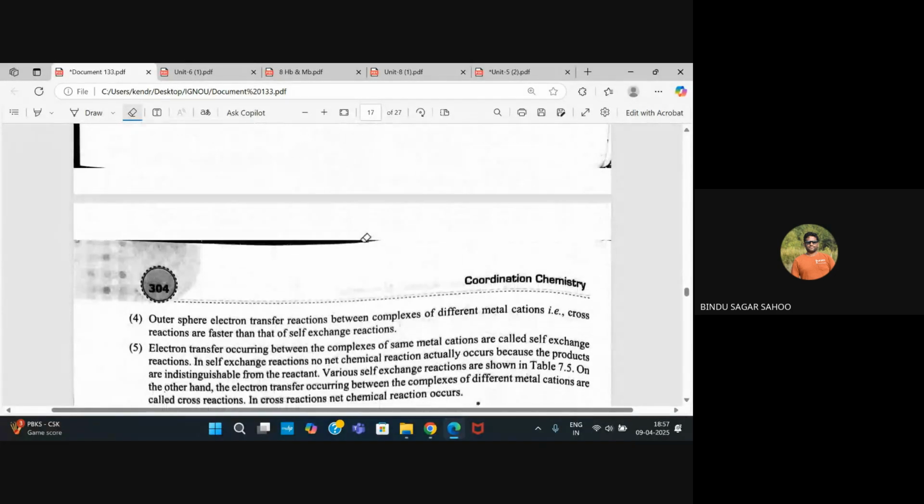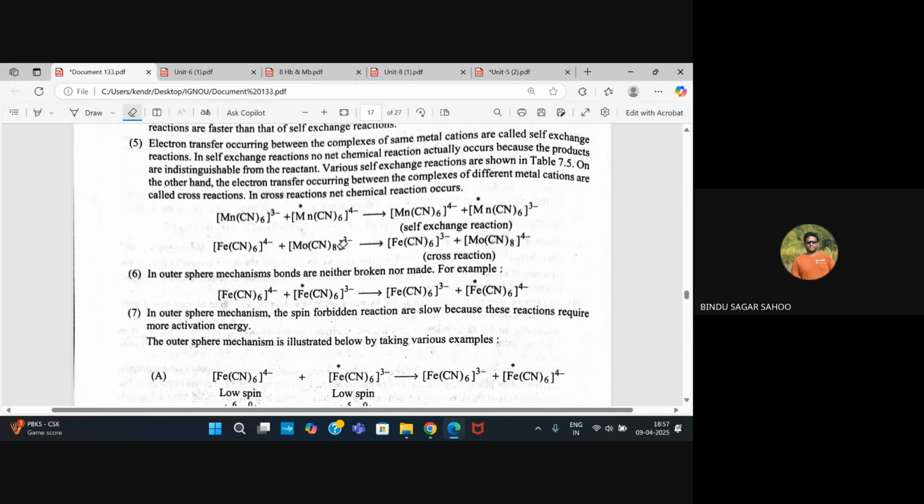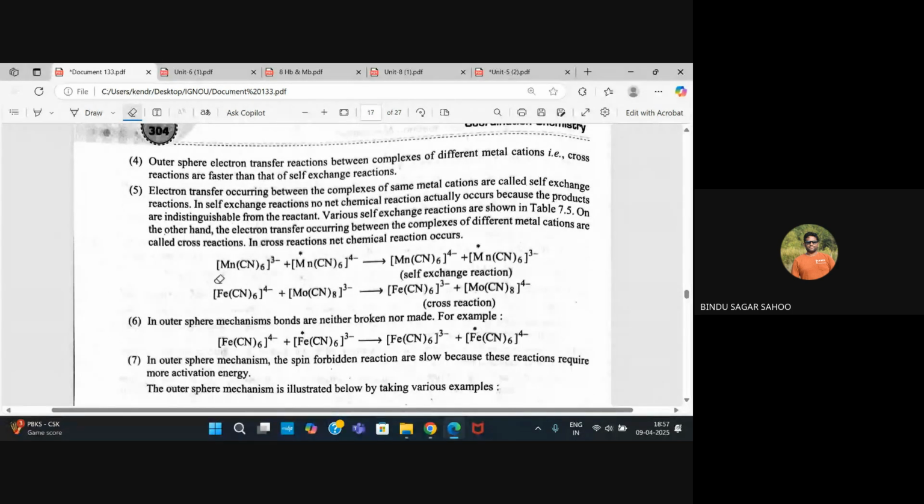You can check another example also. When electron transfer occurs between the same metal complexes, with manganese present on both sides, these reactions are called self-exchange reactions. When two different metal complexes are present, here an iron atom and here a molybdenum atom, these reactions are called cross reactions.